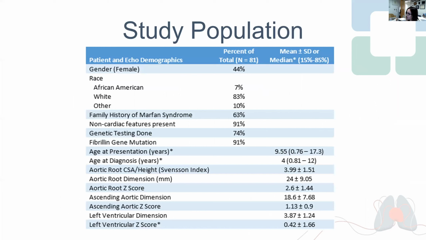The study population is detailed in this table. 44% of our patients were female, and the overwhelming majority were Caucasian. 91% had a typical fibrillin gene mutation, and the average age of presentation was 9.5 years. Baseline CSA over height was 3.9 plus or minus 1.5. And importantly, the overwhelming majority had non-cardiac features as their presenting symptom rather than any cardiovascular symptomatology.